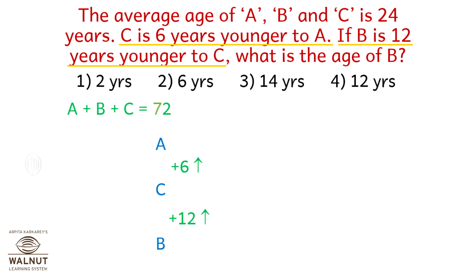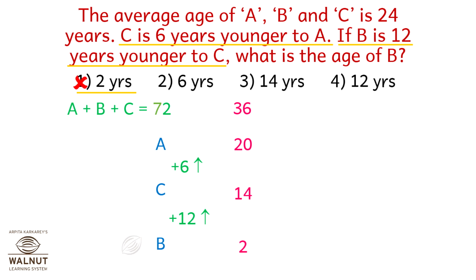Now we try out various combinations of ages. Let's try option number 1. Is the age of B 2 years? That means the age of C has to be 14 years. That means the age of A has to be 20 years. Now, is the addition coming out to be 72? No. So option number 1 is wrong.